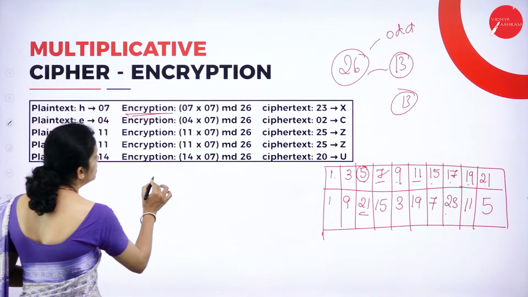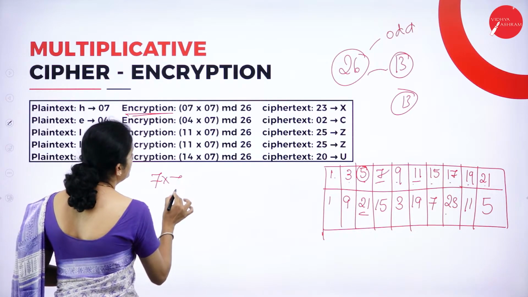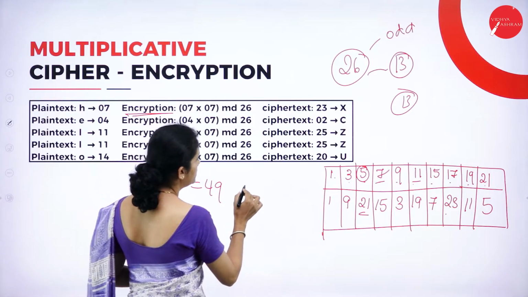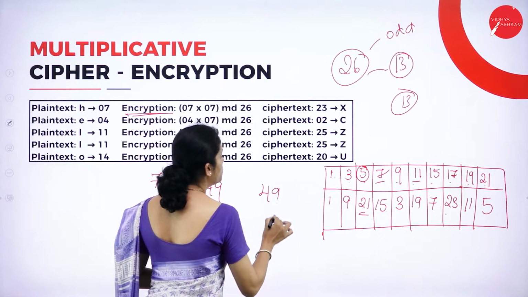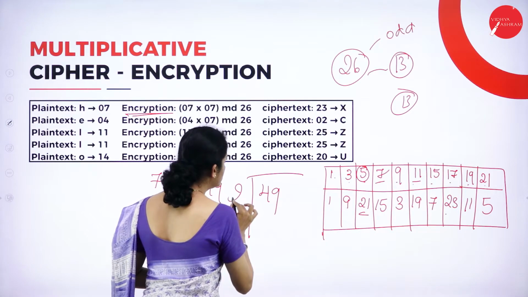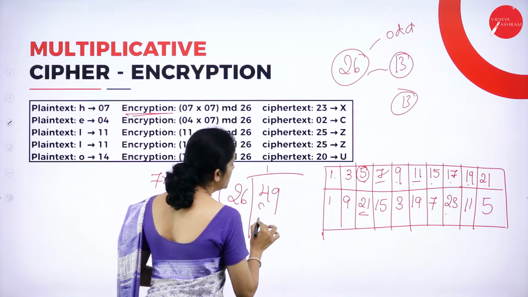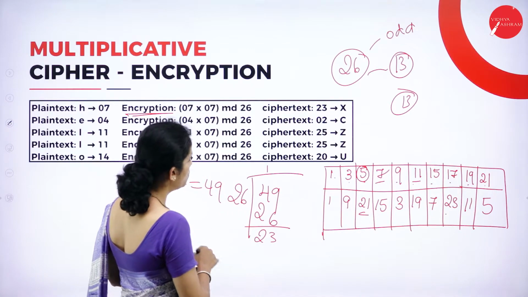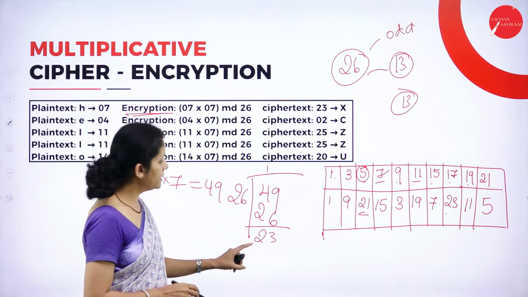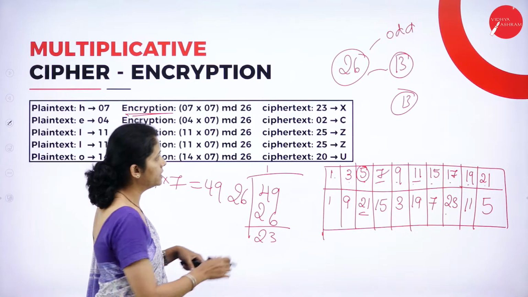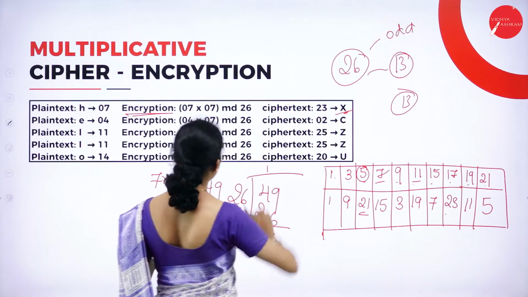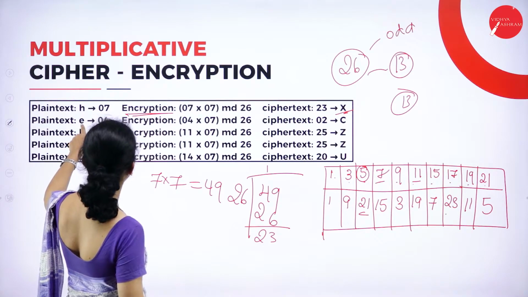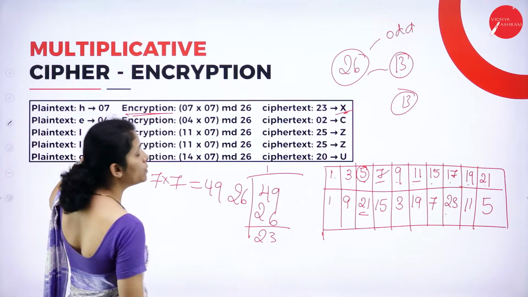So 7 times 7 is 49, mod 26. So 49 mod 26: one 26 is 26, and here I am going to get 23. Now which character is present at location 23? I am going to write here, that is X. And what is my next plain text character? It is E. What is the value of E?